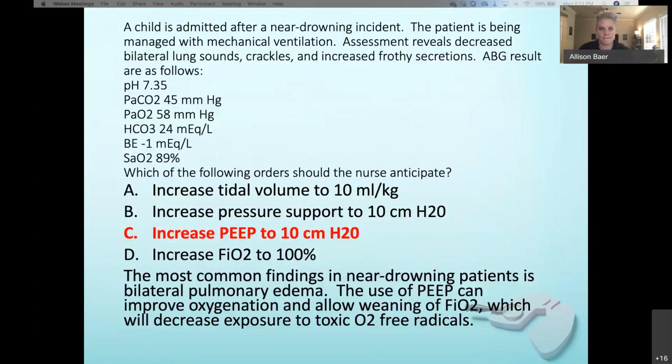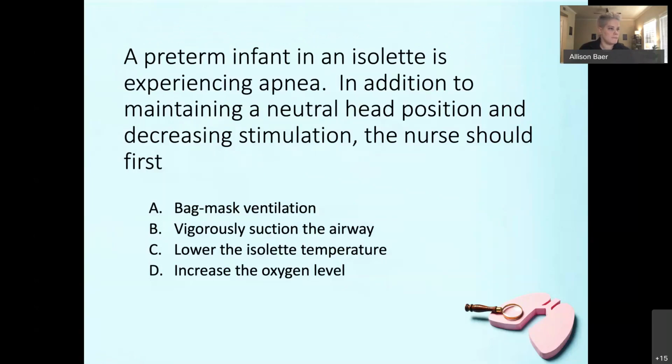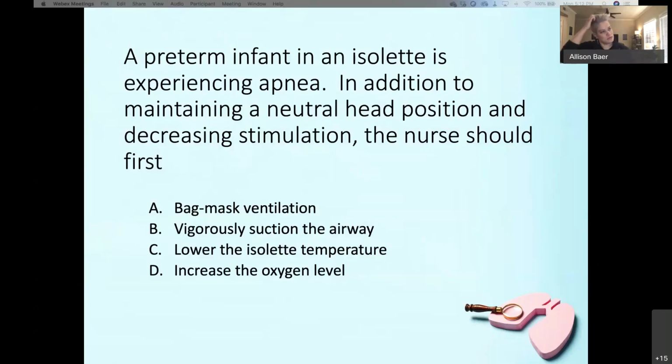Okay. A preterm infant in an isolette is experiencing apnea. In addition to maintaining a neutral head position, decreasing stimulation, what else should you do first? Keyword is first.